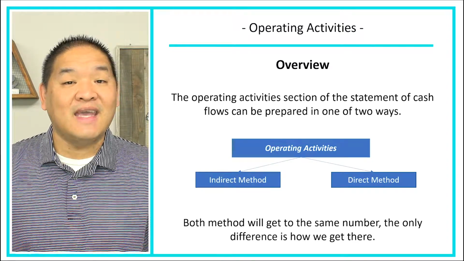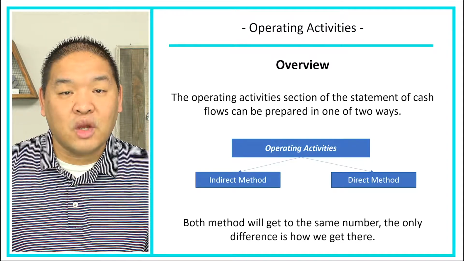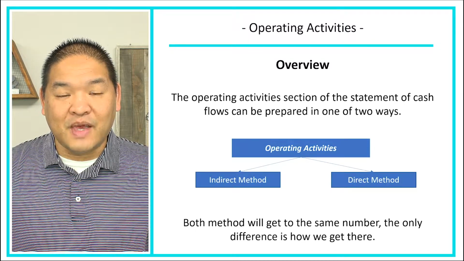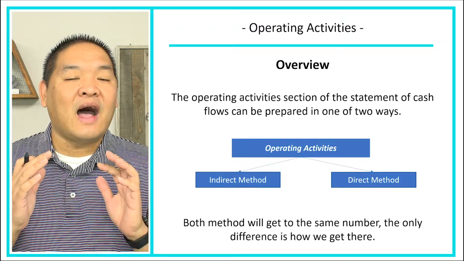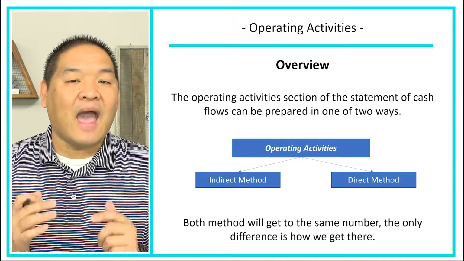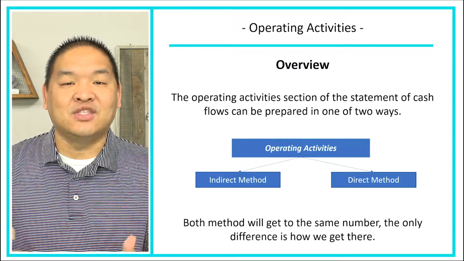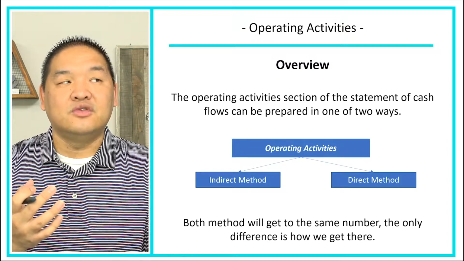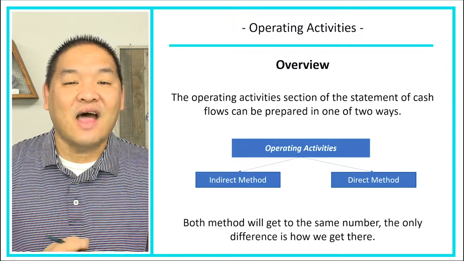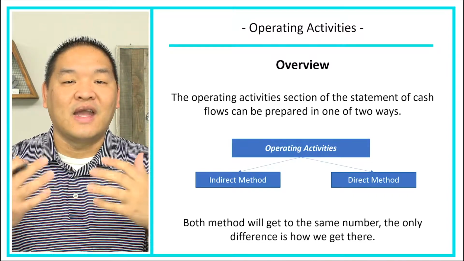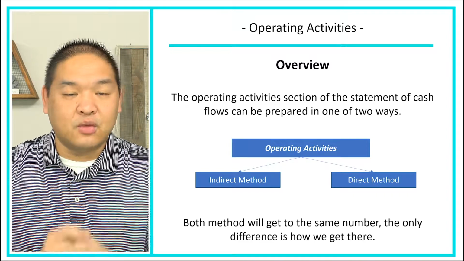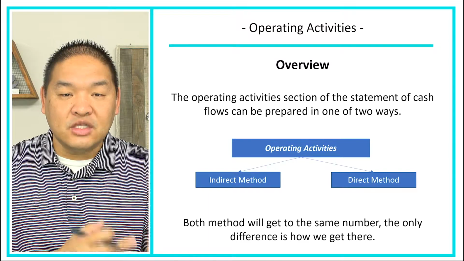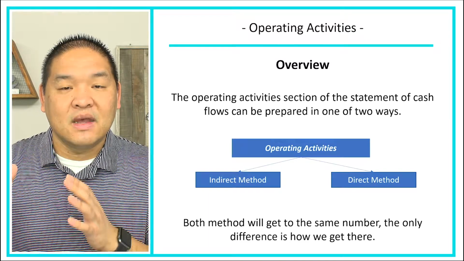At the end of the day, it doesn't matter which one you use because they're both going to get to the same answer. The only difference between these two is how we get to that final answer: net cash used or received due to the operating activities of the business. Both of them will get the same answer. The question is, how do we get there, using the indirect method or the direct method?